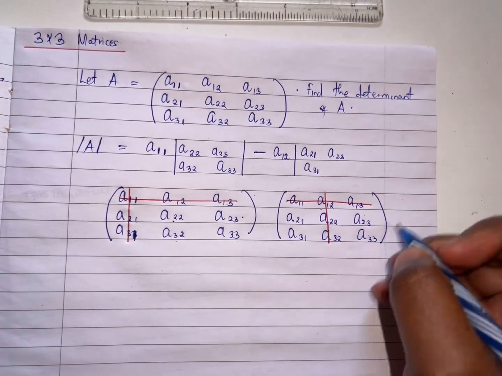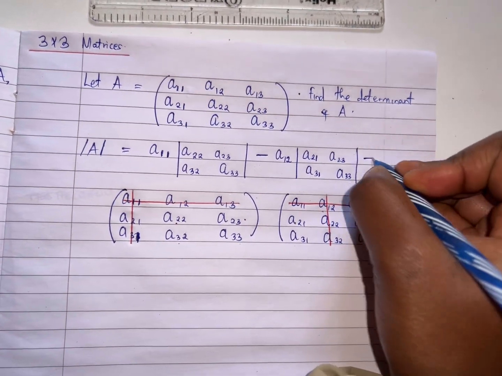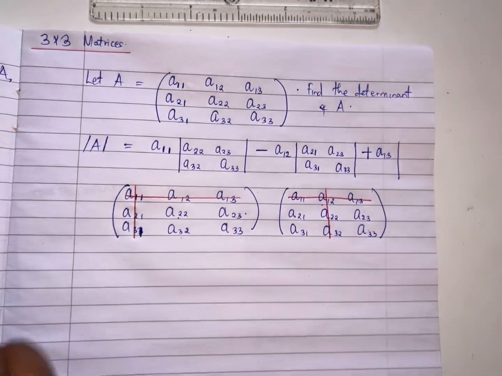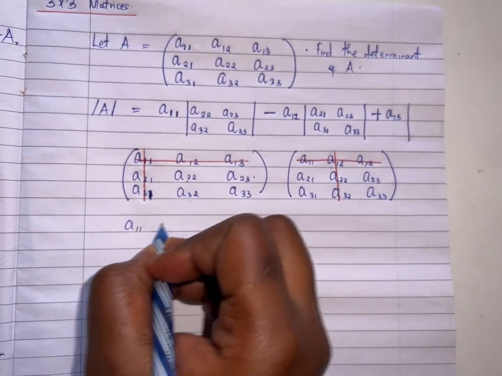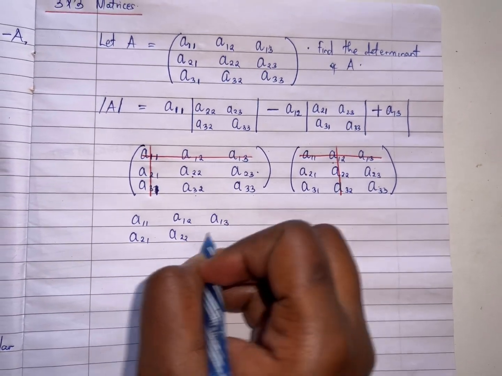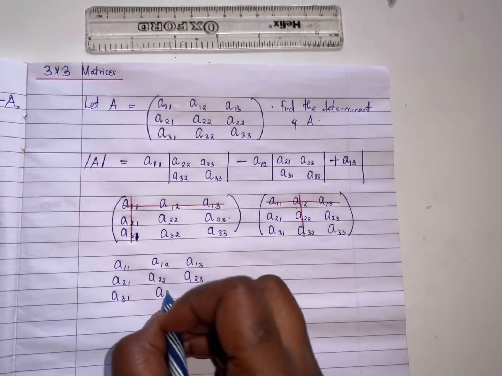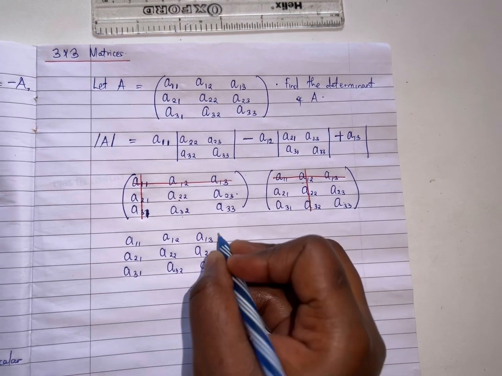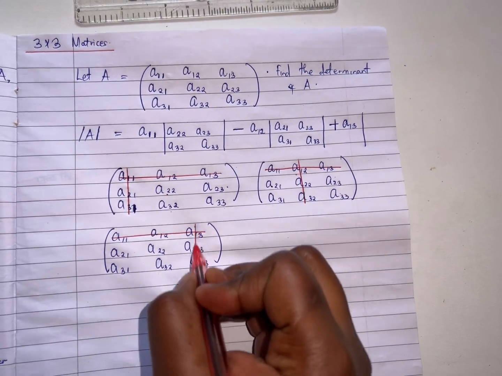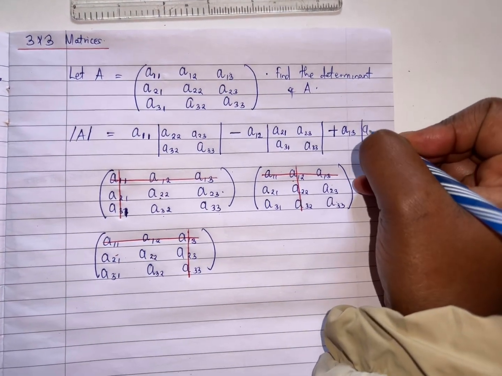A31 and A33. So that is what's supposed to be there. Then plus A13, we're going to do the same. We write them first. You're going to cancel that row and that column, and we're going to have A21, A22, A31, and A32.